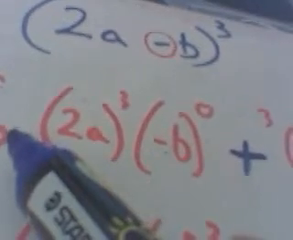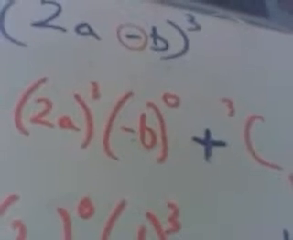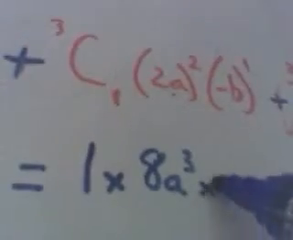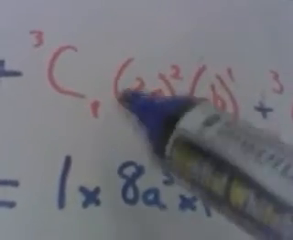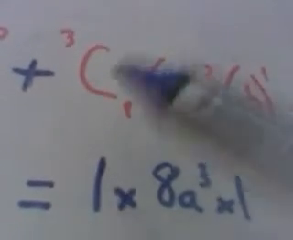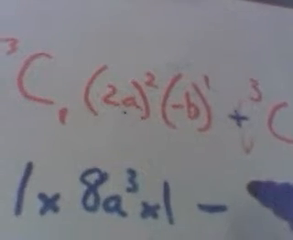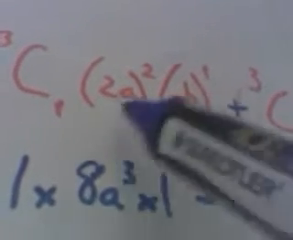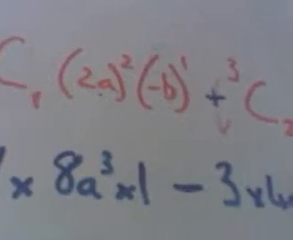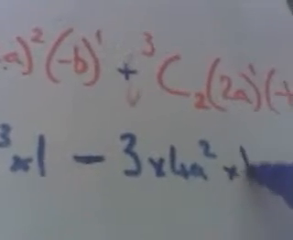We've got 3 choose nothing is 1 times by 8a cubed, and this part is times by 1. Next part we remember we've got a negative times a positive times a positive, so it's going to be minus the next section. So 3 choose 1 is 3, 2a is 4a squared. We've already dealt with a negative sign here, so I'm just going to put times by b on the end.